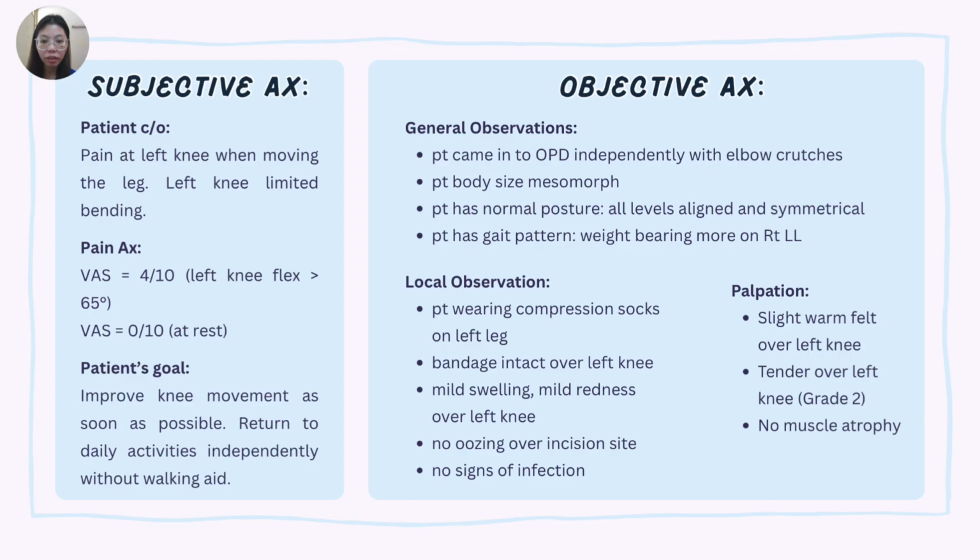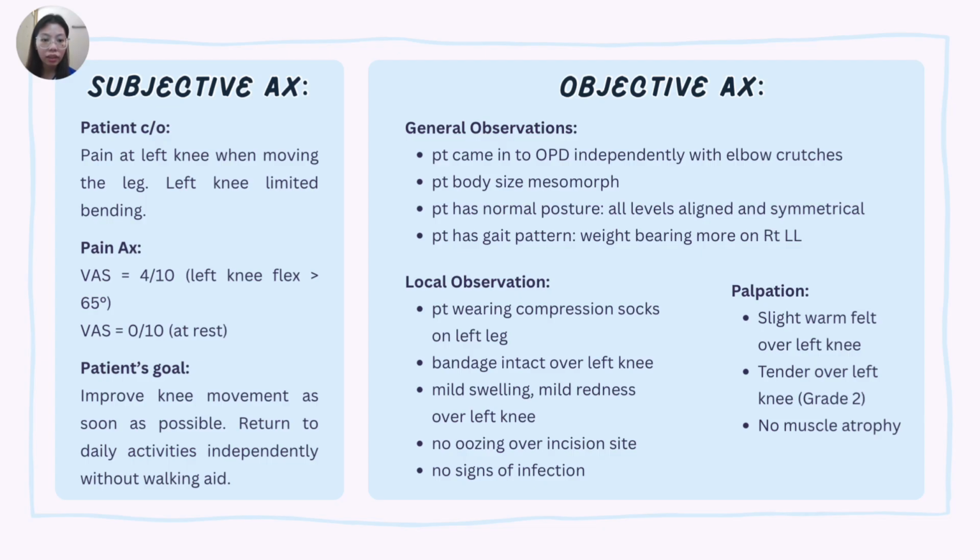For subjective assessment, patient complained of pain at her left knee when moving the leg, and the left knee is limited in bending. The pain score is 4 out of 10 when the left knee is flexed over 65 degrees, and no pain at rest. Patient's goal is to improve the knee movement as soon as possible and return to daily activities independently without walking aid. For objective assessment, patient came into OPD independently with elbow crutches.